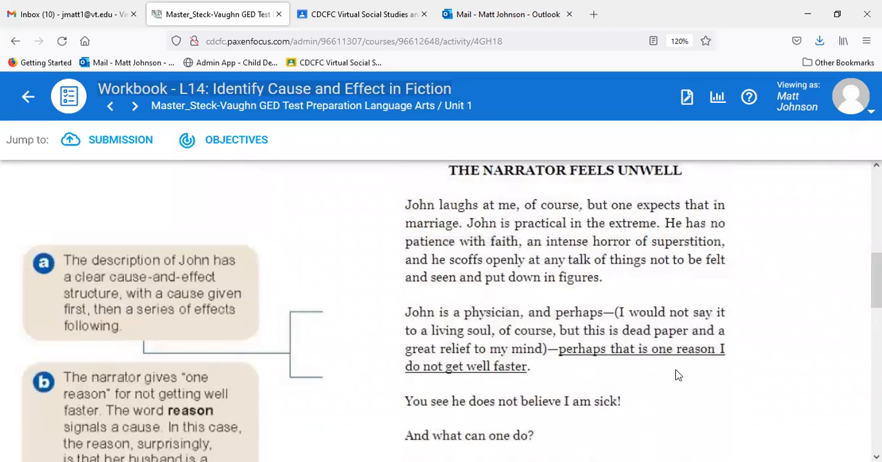And pointing out here our underlined spot. So the description of John has a clear cause and effect structure with a cause given first, then a series of effects, right? So John is a physician, but perhaps that is the reason why I don't get well faster. Why am I not getting well faster? Well, maybe it's because John is a physician.